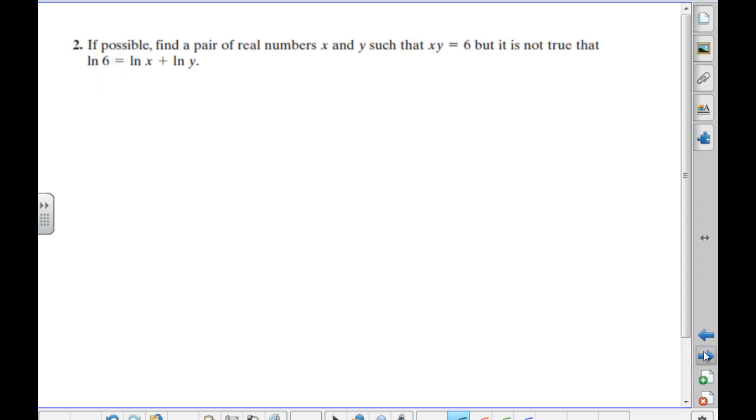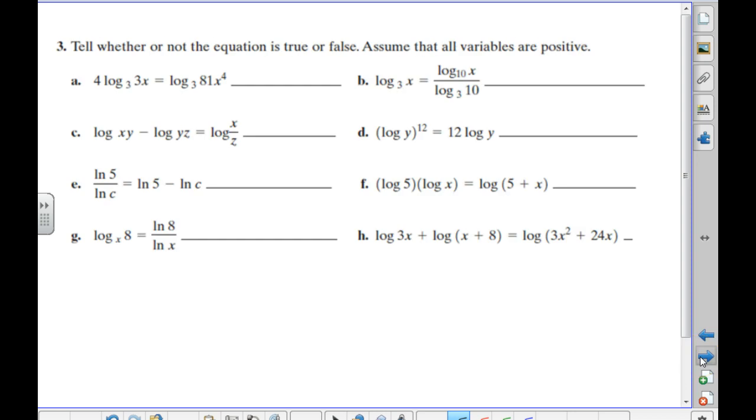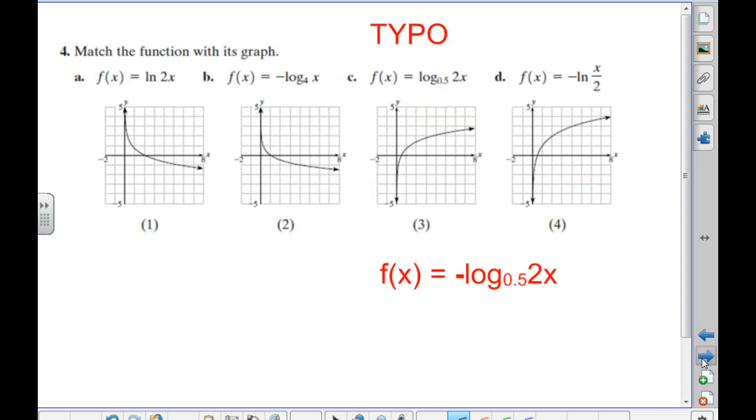This is just find 2 numbers that work. I'll let you fiddle around with that one. These are true, false. You can do these on your calculator, and I'm fine with that, but there is a typo on one. We tried to do this question last period, and we spent 15 minutes trying to figure out why it didn't work. There's a typo on here. This needs to have a negative. Okay, so put this little negative on C. Otherwise, it will not match one of these graphs. You can just do this as a calculator typing question.